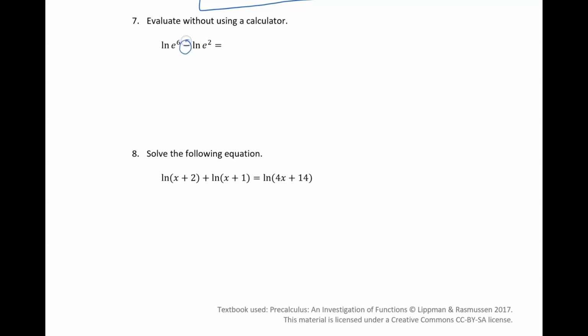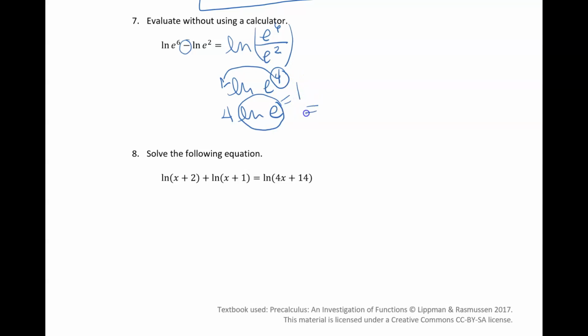Remember, subtraction becomes division. So this would be ln of e to the 6 over e squared, written as a single log there. Well, if you remember properties of exponents from Algebra 1, when you have the same bases in your division, you subtract those exponents. That gives you ln of e to the 4th. By your exponent property, this 4 could be brought out front, so it gives me 4 ln e. And then remember, this is the inverse property of natural log, and that's equal to 1. So it gives me 4 times 1 equal to 4.